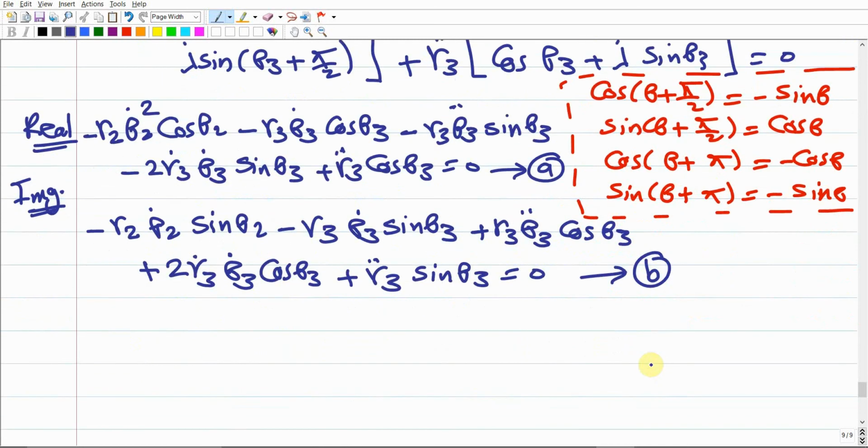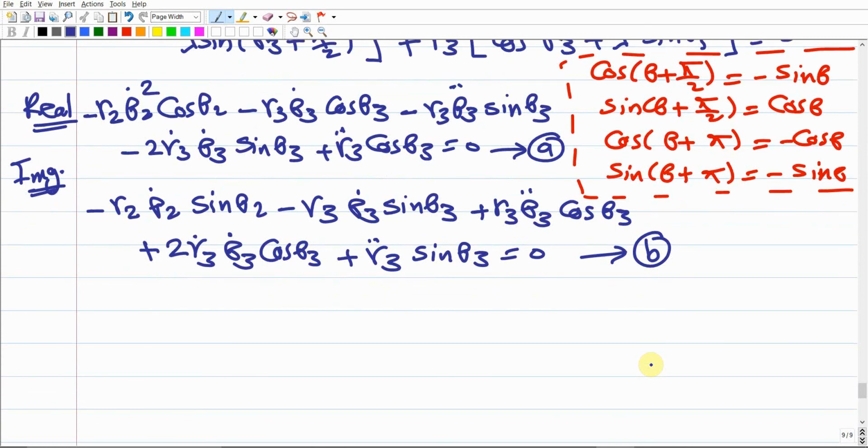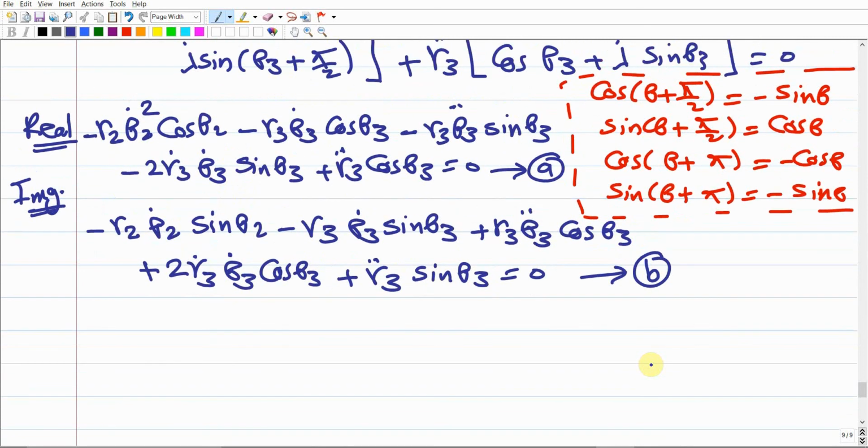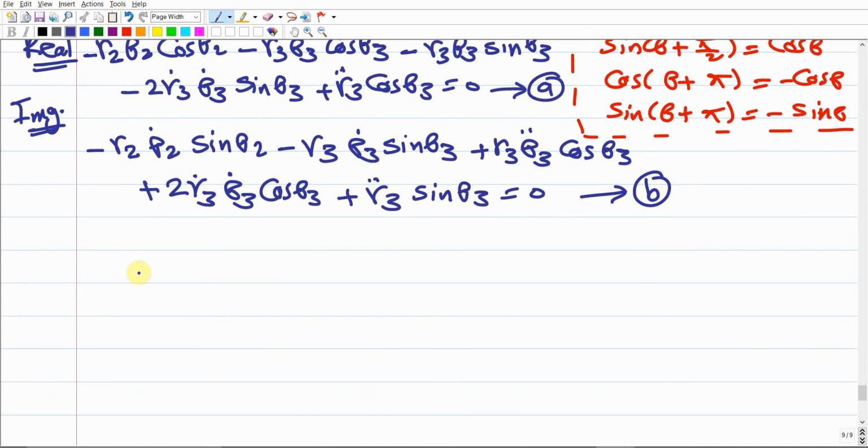So now we end up with two equations that should be solved with just two unknowns. These two unknowns are anything that includes double dot, which are theta 3 double dot in addition to r3 double dot. Everything else is given. We already got everything before. So if we solve these two equations, we're gonna end up with r3 double dot equals a value, and theta 3 double dot will be given a value.